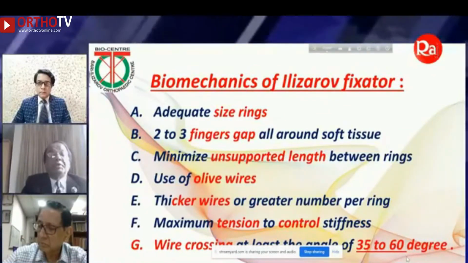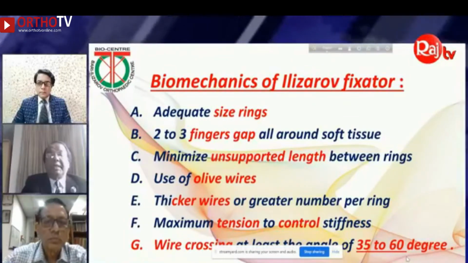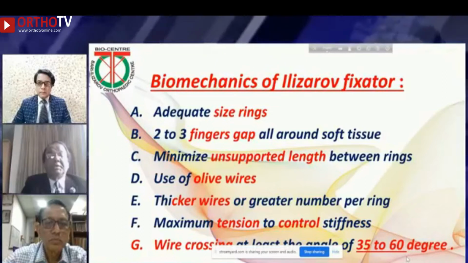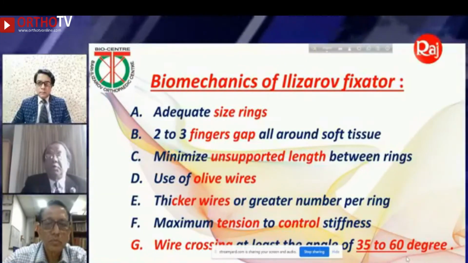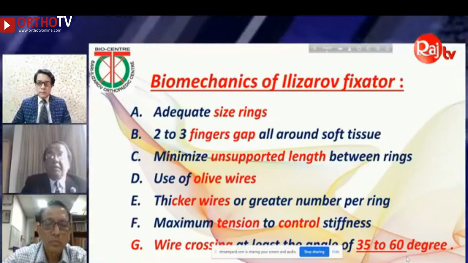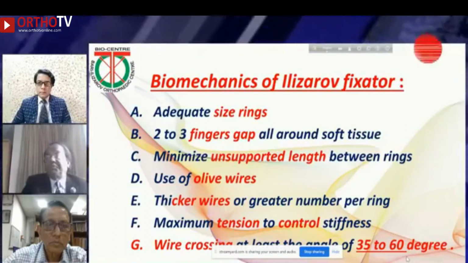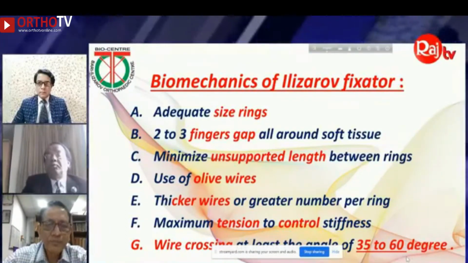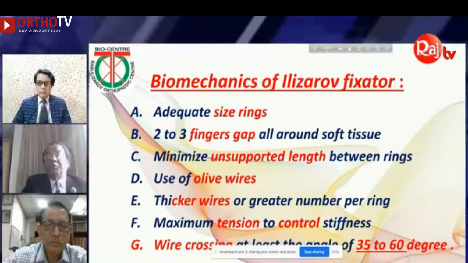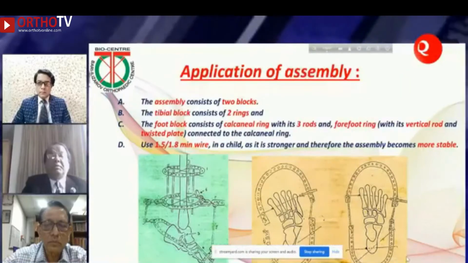Biomechanics is very important. You know that adequate ring size, 2 to 3 fingers, minimally unsupported length between the rings, use of olive wires, thicker wires, so greater number per ring, maximum tension to control stiffness, and crossing of the wires. It is better to apply 35 to 60 degrees, but from 10 to 90, you cannot do that everywhere. So minimally 35 to 60 is very important.